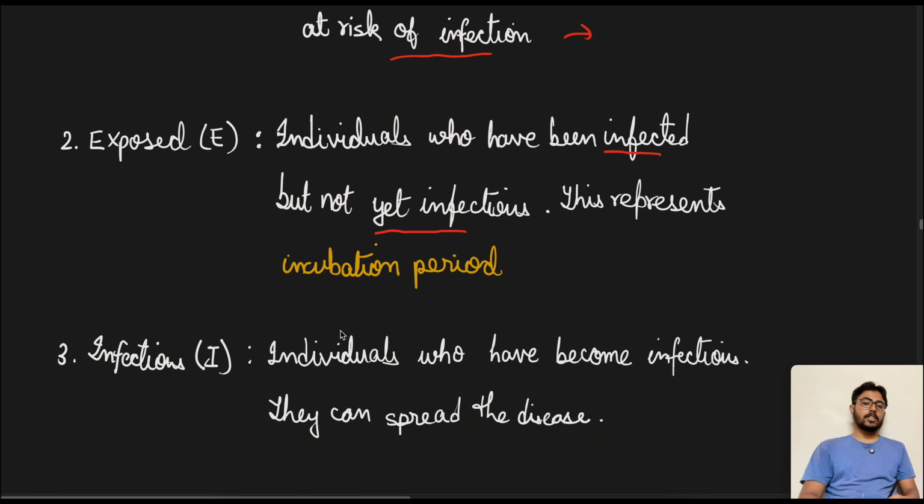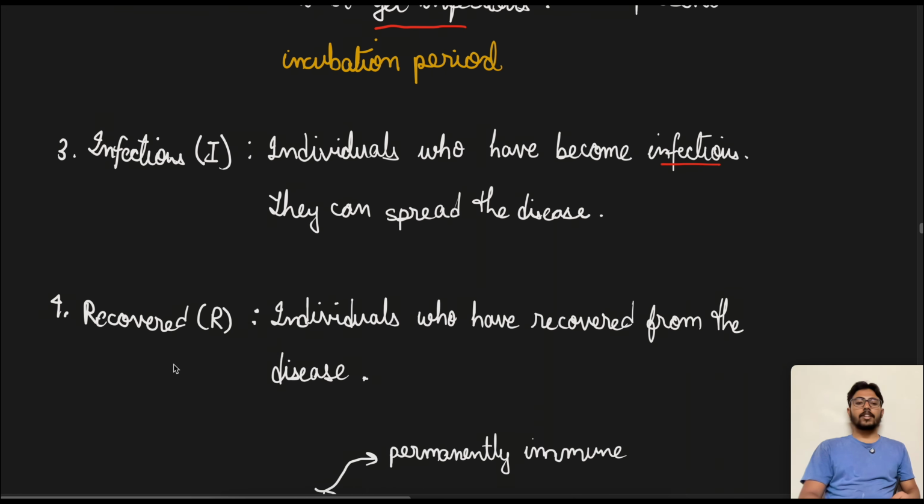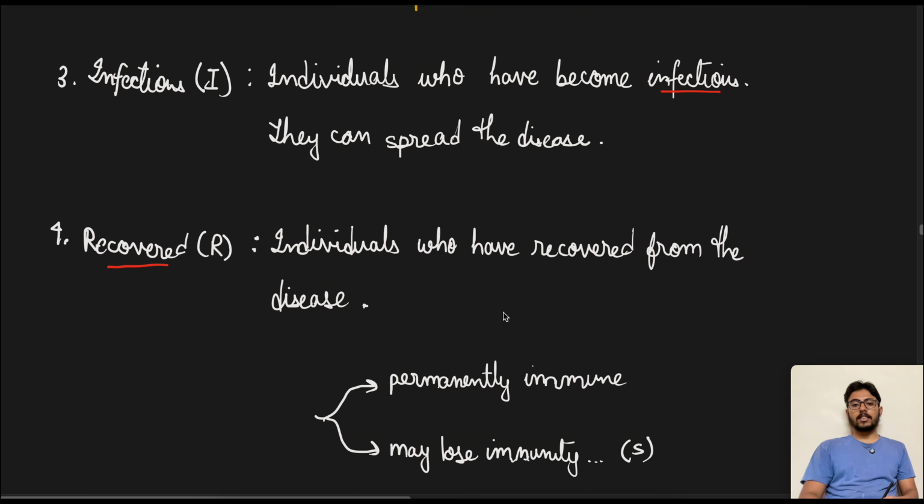Next, the infectious period. Individuals who have become infectious and who can spread the disease belong to the infectious period. Last one is the recovered phase. Individuals who have recovered from the disease. Now this can lead to two major states basically. One is permanently immune and the other one is may lose immunity.